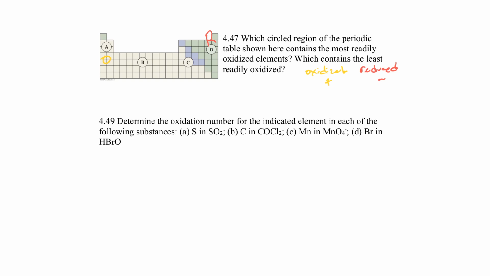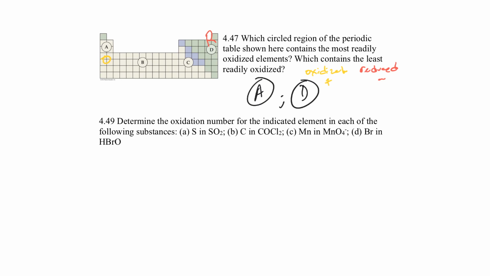So your answer is A. A is more likely to be oxidized. And what is your second answer? What is the least likely? It would be D. The most likely would be A. The least likely would be D. All right, 49. Determine the oxidation number for the indicated element in each of the following substances.